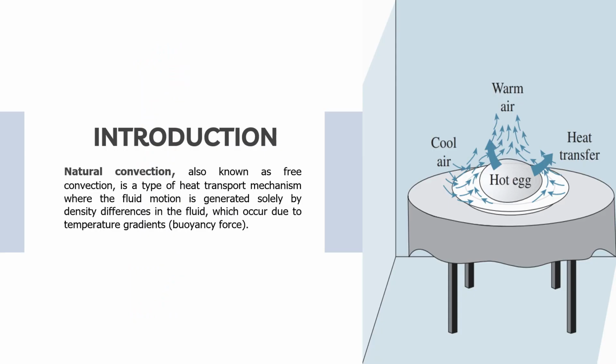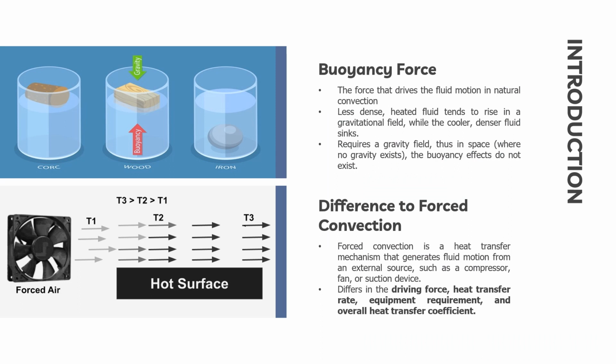Natural convection, also known as free convection, is a mechanism of heat transfer where the fluid motion is generated solely by density differences in the fluid, which occur due to temperature gradients. This process does not rely on any external sources like a pump, fan, or suction device. In natural convection, buoyancy force is the critical driving force that sets the fluid in motion. It arises due to the combined effects of temperature differences and gravity.